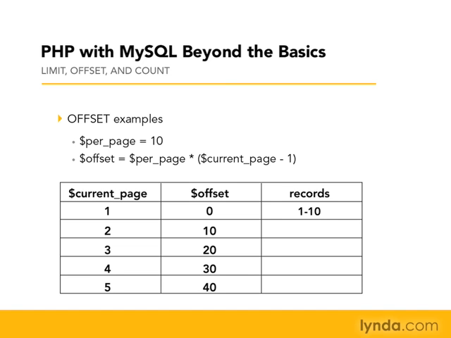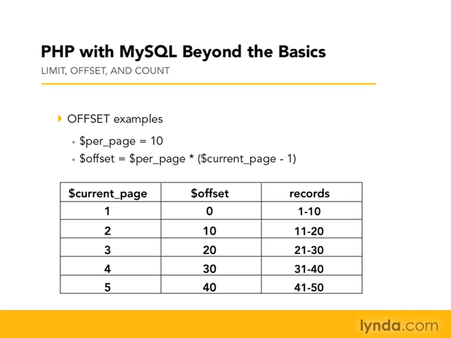If we're on page 2, though, the offset would calculate out to be 10, and that would mean records 11 through 20 would be returned to us, because it would skip the first 10 records. It would offset by those 10. And that makes sense. We can see, as we look down the column of records, how we get each page of records, 10 at a time.